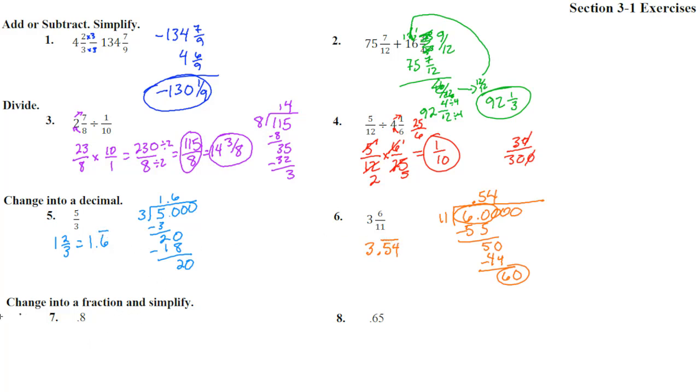Okay, number 7. Change into a fraction and simplify this guy. So this is 8 and it ends in the tenths column. So that is 8 tenths. Can we simplify it? Yeah, we can divide by 2, and divide by 2, we get a 4 over a 5, 4/5. All right, and number 8.